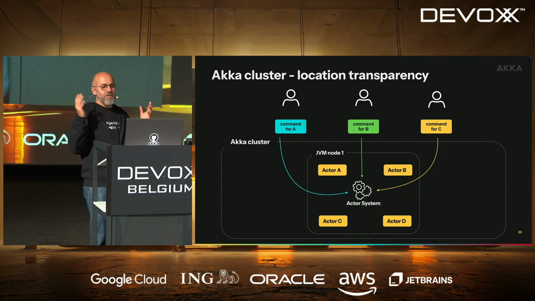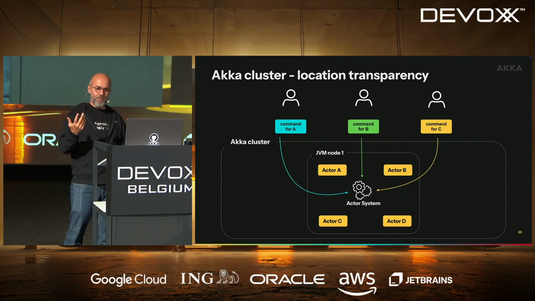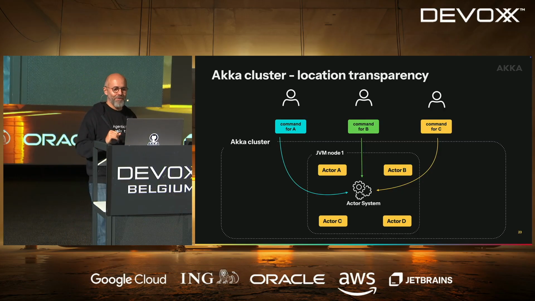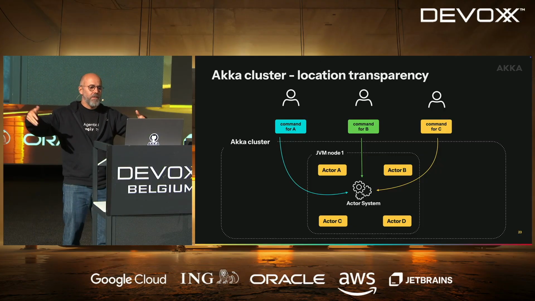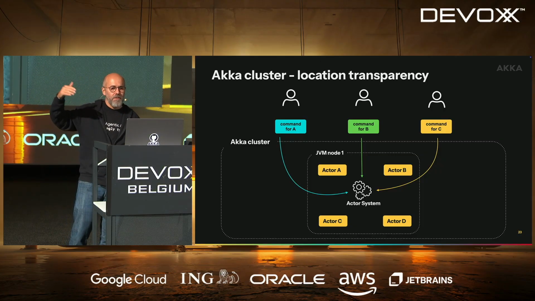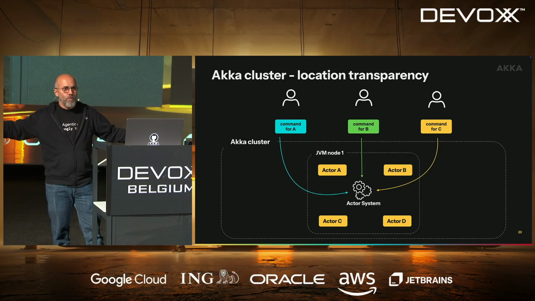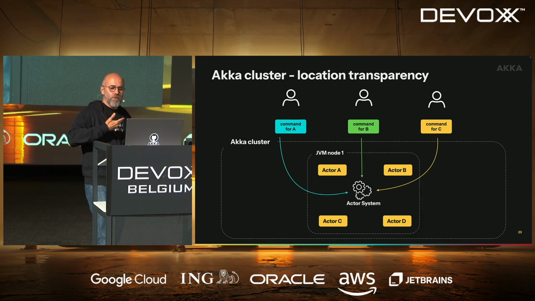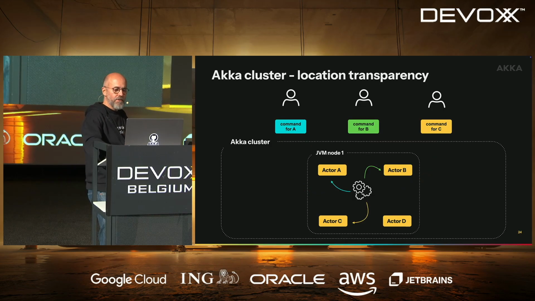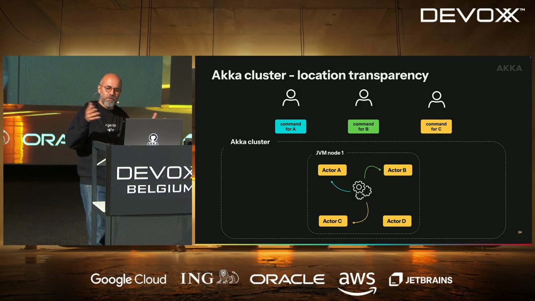So imagine that I here have a cluster of one node, which is not a real cluster, but bear with me, we'll get there. Let's imagine that you have 3 commands coming in, one for actor A, one for B, and one for C. They arrive in your application, it can be an endpoint, and then you want to call that actor. You pass through the actor system, and the actor system delivers the commands to the actors.